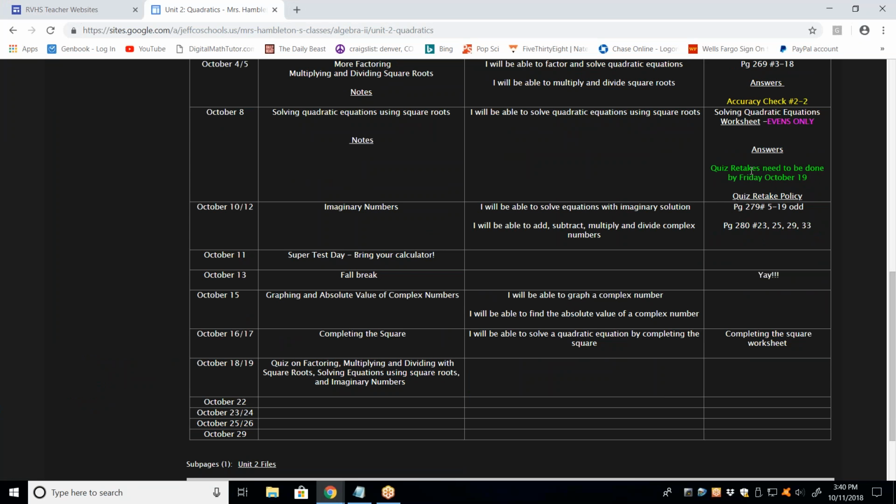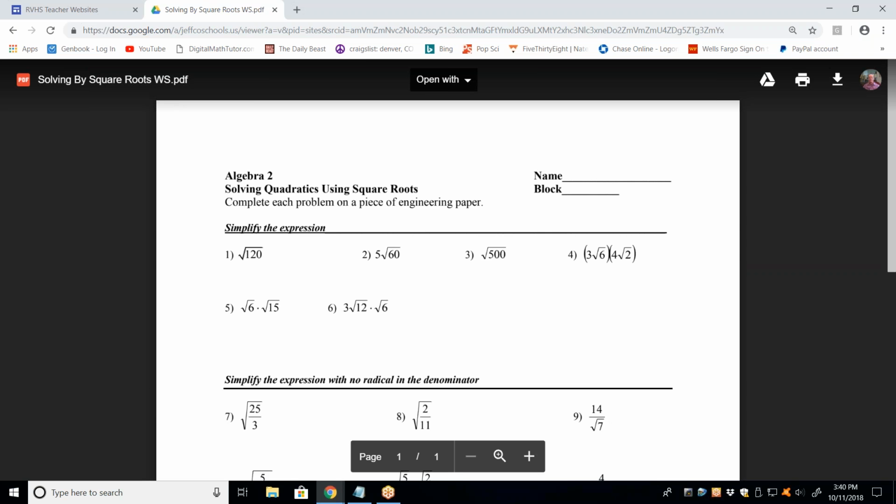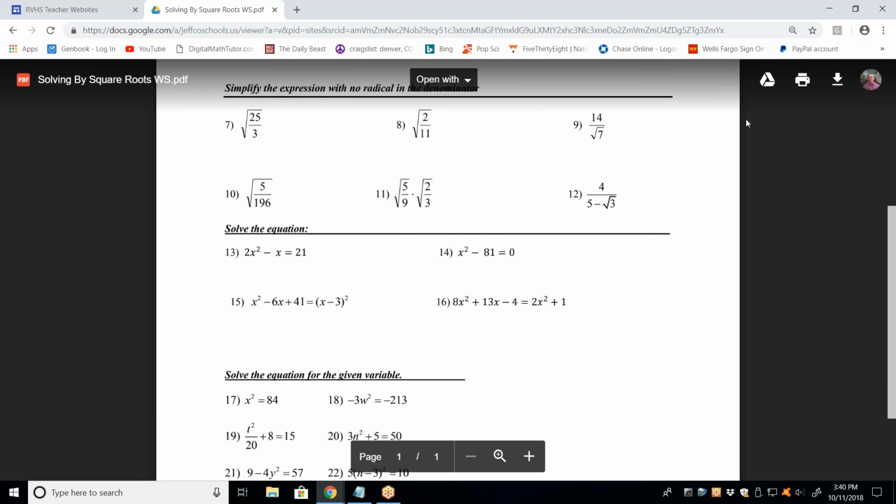It'll be solving quadratics. It's the worksheet, yeah. Worksheet. It's right by the purple text. Purple did it. Okay, here we go.